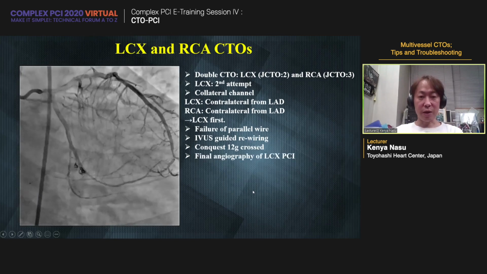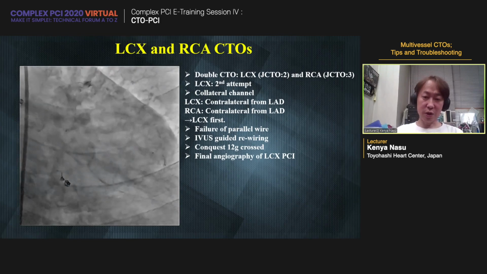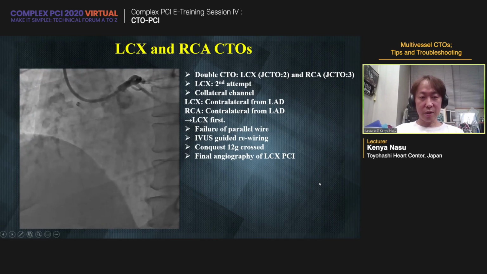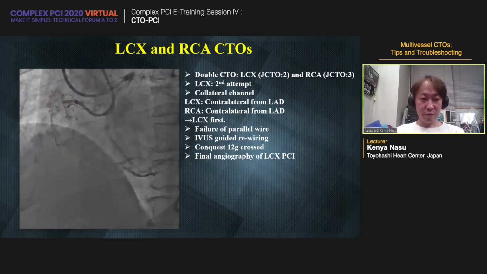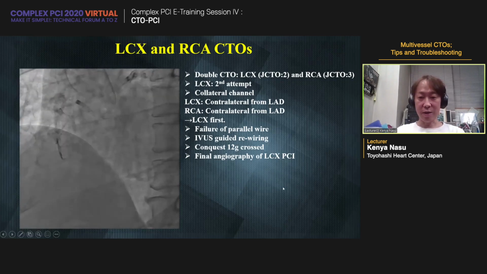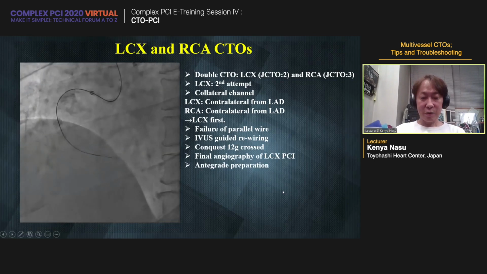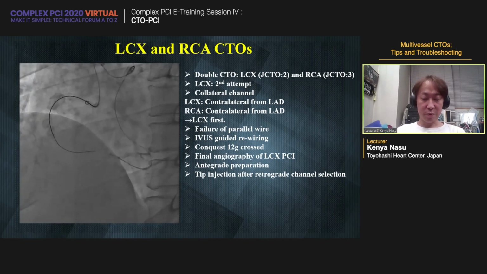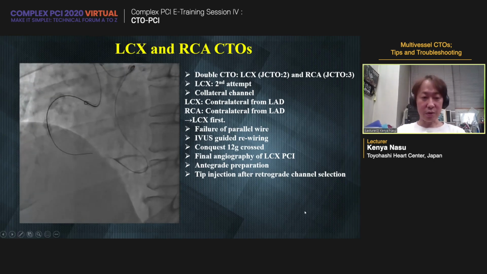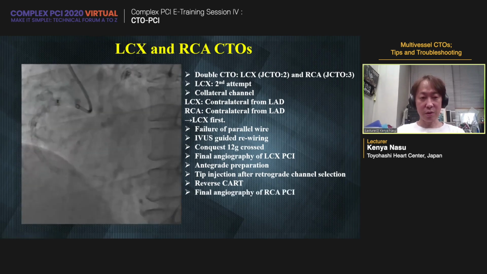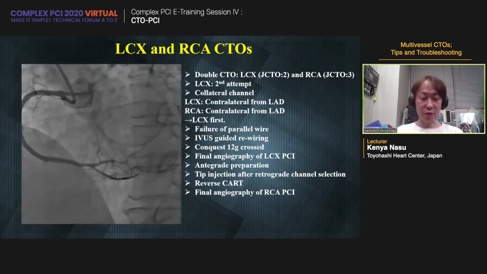This is the final shot of the circumflex. Of course, I then started the PCI for the right coronary artery. This is a simultaneous shot. You can still see the very long CTO region in the distal RCA. After integrated preparation, this is a tip injection from the retrograde. From here the procedure is very simple. I used the reverse CART, and this is the final shot of the RCA.